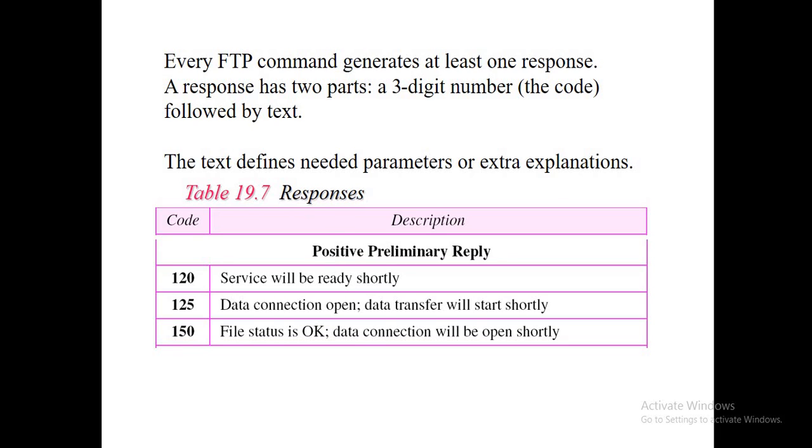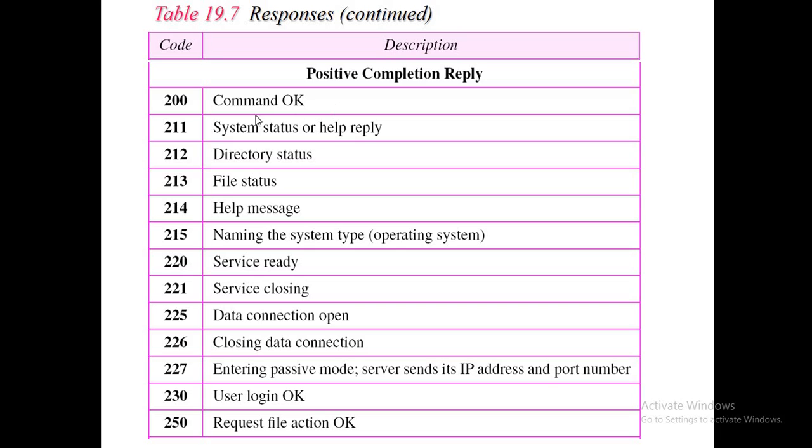Then every FTP command generates at least one response. A response has two parts: a 3-digit code followed by the text. After you issue a command, there has to be some response. For example, 120, service will be ready shortly. 125, data connection open, data transfer will start shortly. Then file status is okay. For example, if it is successful, then it is command okay, 200. Then 211, system status or help reply. So these are some of the responses the server sends to the client commands.